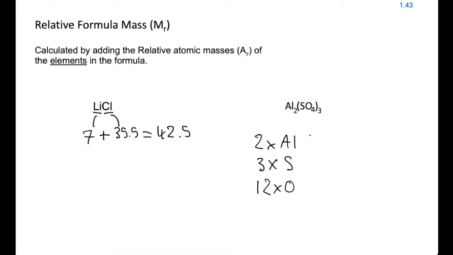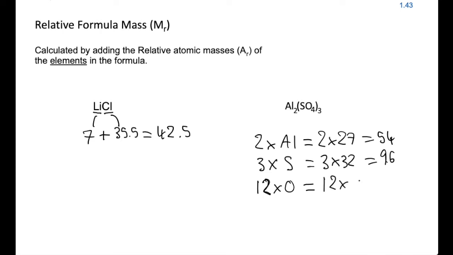The relative atomic mass of aluminium is 27. We have 2 aluminiums, that's 2 times 27, which is 54. The relative atomic mass of sulfur is 32. We have 3 of them. 3 times 32 is 96. The relative atomic mass of oxygen is 16. 12 times 16 comes out to 192. And if we add all of these numbers up, this will give us a relative formula mass of 342 for aluminium sulfate.